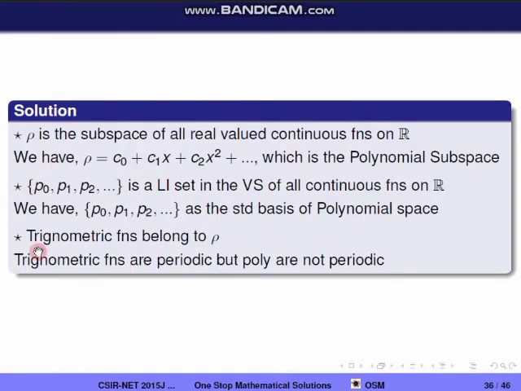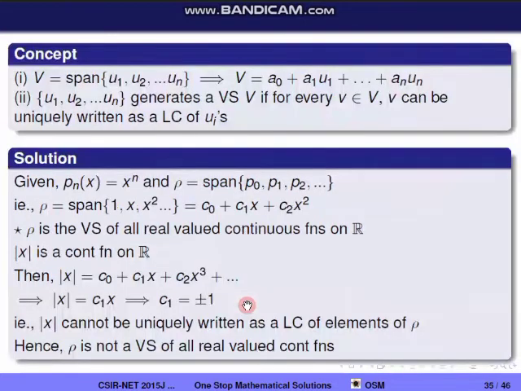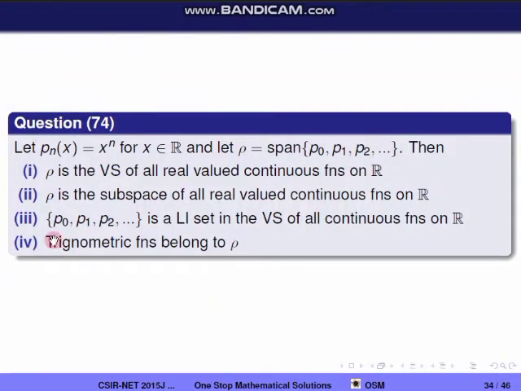Fourth option, trigonometric function belongs to rho. This cannot happen because trigonometric functions are periodic and polynomials are not periodic functions. So now we'll check the correct options. The correct options are 2 and 3.